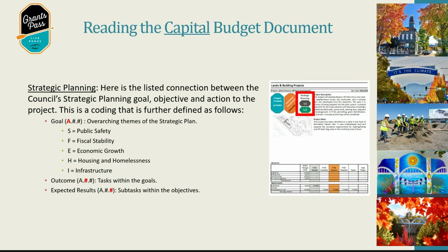The next is the strategic plan. So this is going to link you to where we think that this project links into our strategic plan in the different areas, and we have different goals. There's one for public safety, one for fiscal stability, one for economic growth, one for housing and homelessness, and one for infrastructure. And then we have various outcomes and expected results, and these are aligned to hopefully fit within those strategic plan items.